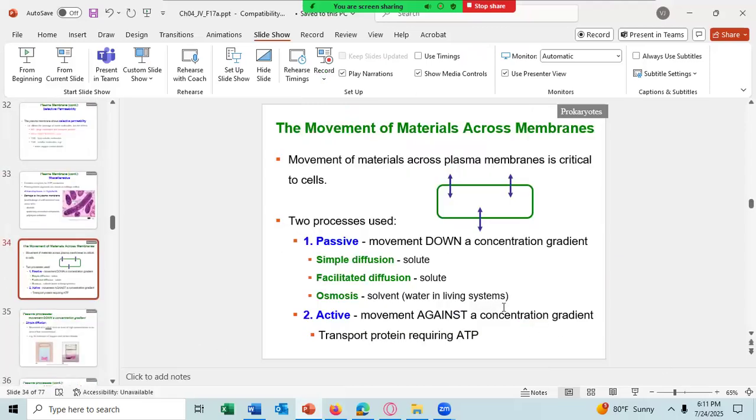All right, so movement across the membranes. Movement of materials across the plasma membrane is critical to cells. There are two processes by which molecules can move across the cell membrane: a passive process and an active process. In a passive process, the molecule moves down its concentration gradient, from an area of higher concentration to an area of lower concentration. This costs the cell no energy to move the molecule across the cell membrane.